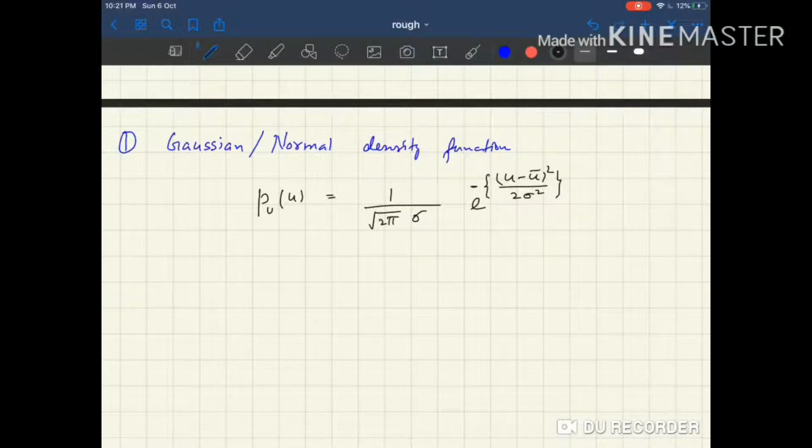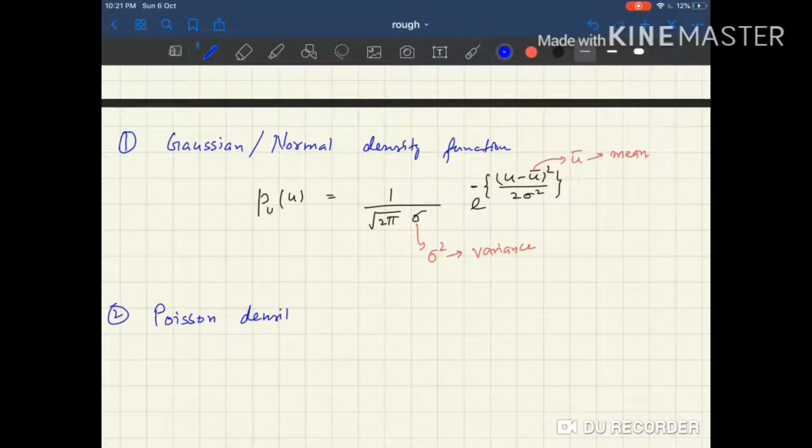Here the sigma represents the standard deviation, or you can say sigma squared represents the variance of the random variable. This u bar represents the mean.